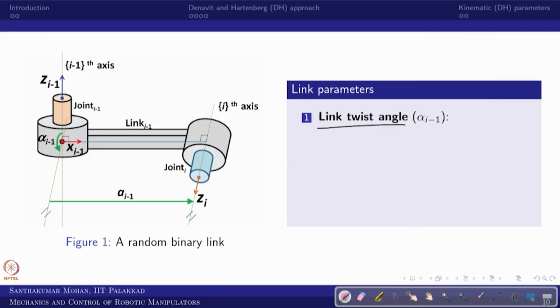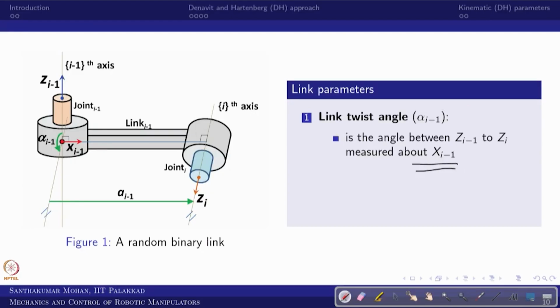One is the link twist angle, which we write as alpha. It is with respect to the i minus 1 frame, so it is alpha i minus 1, because we are taking rotation about xi minus 1. That is why we have written it as alpha i minus 1. So this is the angle between zi minus 1 and zi with respect to the xi minus 1 frame or xi minus 1 axis, measured about xi minus 1. You are clear, I hope.